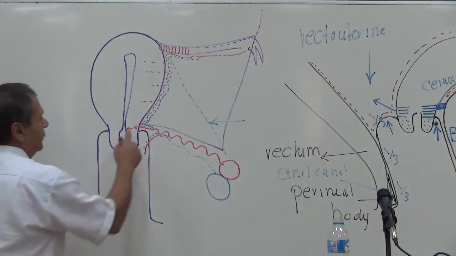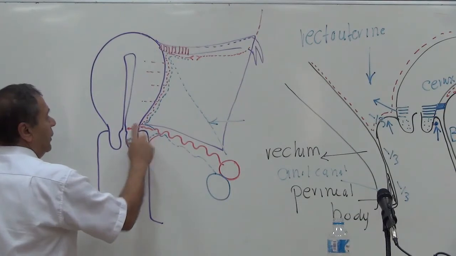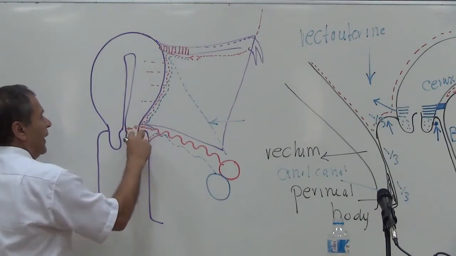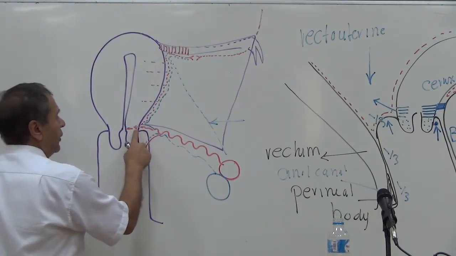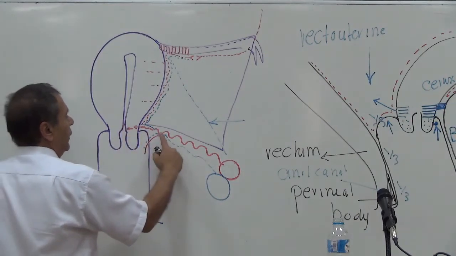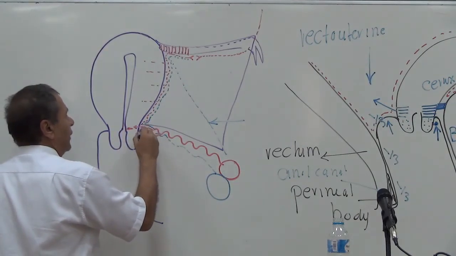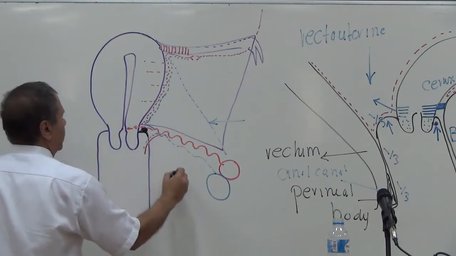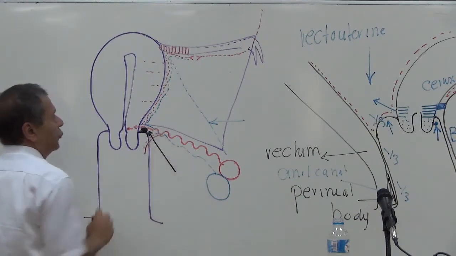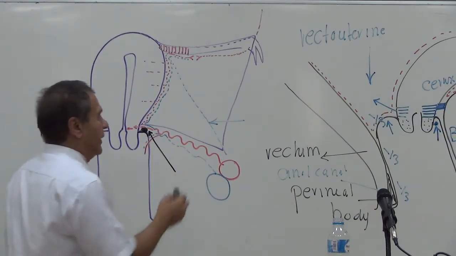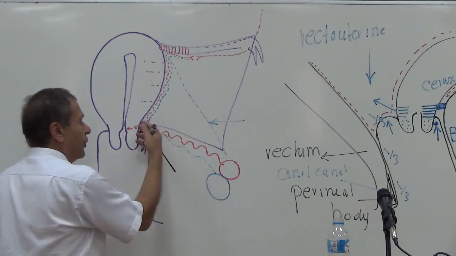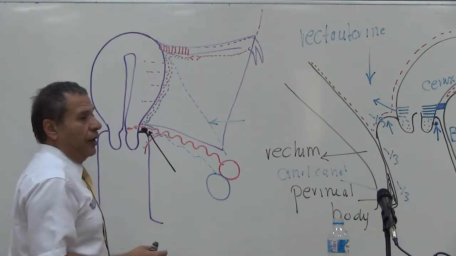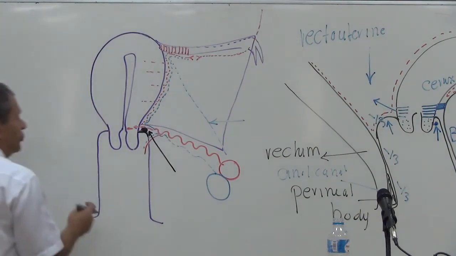Lateral relation of the cervix. The cervix has supravaginal and vaginal parts. The supravaginal part has an important relation: the uterine artery crossing over the ureter. This is an important relation for the supravaginal part of the cervix. Laterally are found the uterine artery crossing over the ureter. And this is important during hysterectomy.